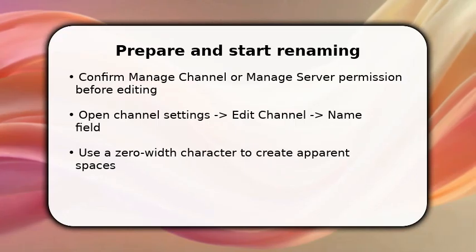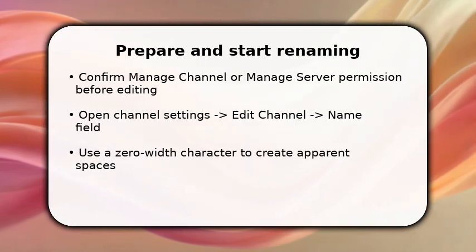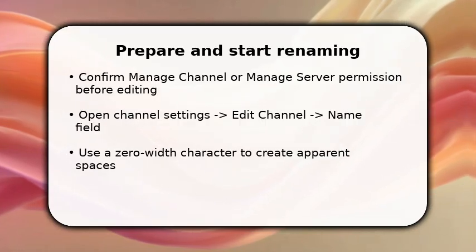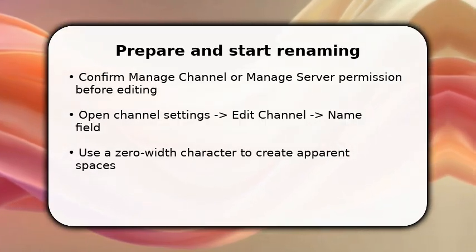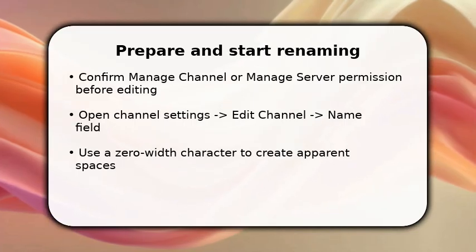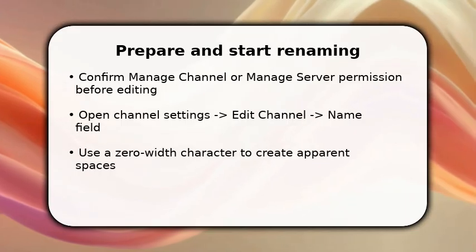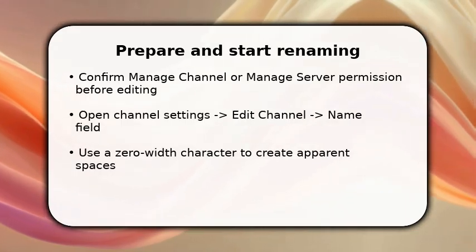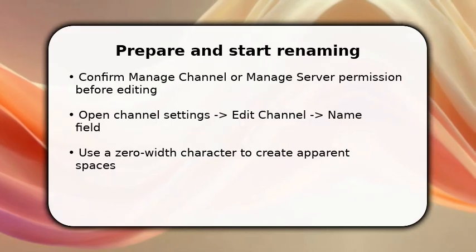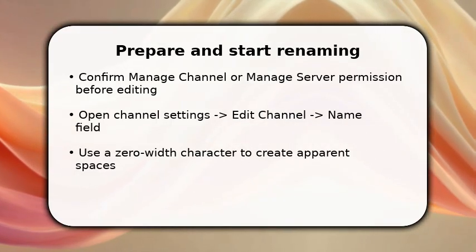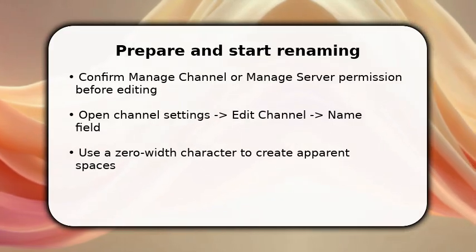You need permission to rename channels. If you don't have it, ask an admin. Once you can edit, open the channel settings and select Edit Channel, then tap the name field. Instead of plain spaces, paste a zero-width space character, U+200B, or similar invisible glyph where you want the gap. You copy that character from a text editor or this guide, then paste it into the name. Make sure you don't exceed Discord's length limits before saving the new name.